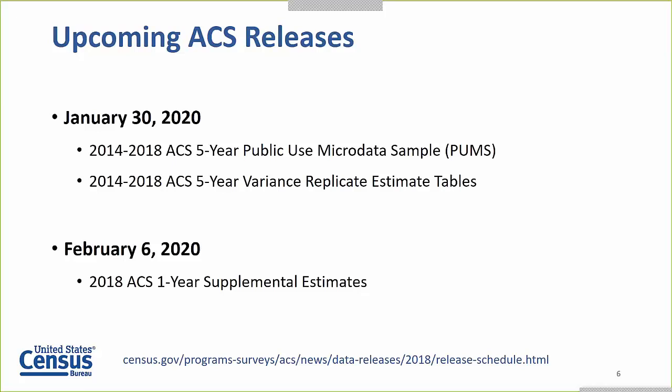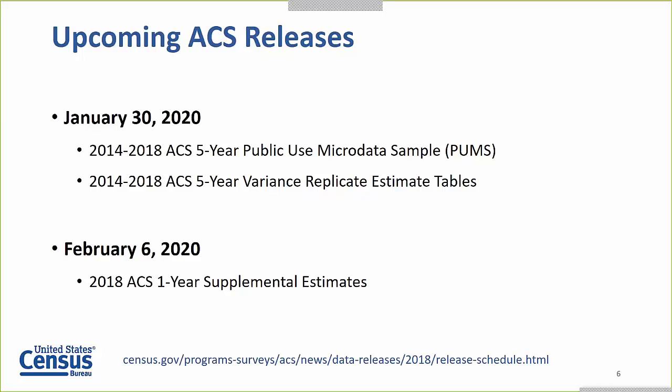The ACS PUMS files are a set of untabulated records about the individual people or housing units that are created for public use microdata areas, or PUMAs, which contain at least 100,000 people. These files allow data users to create custom tables that are not available through pre-tabulated ACS data products.